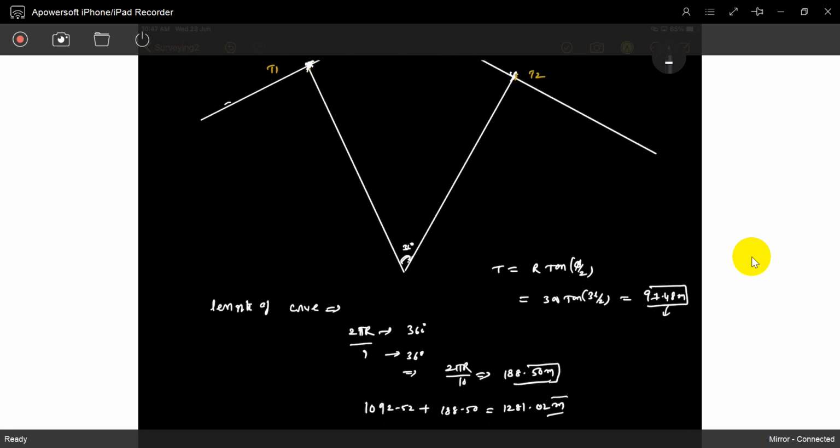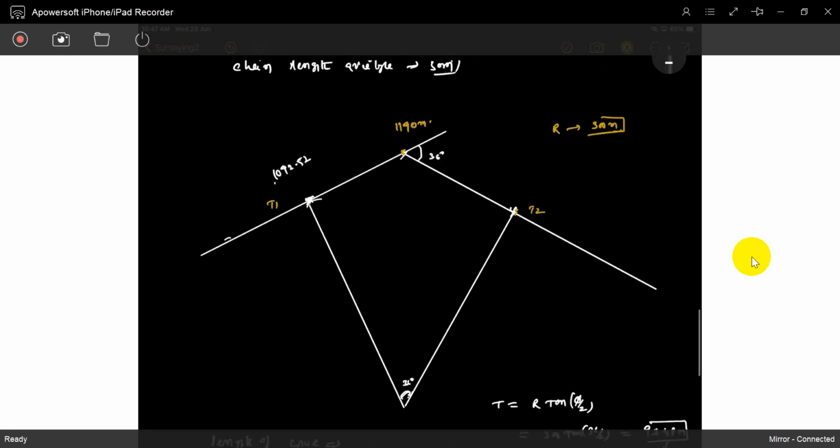1281.02 meters. So if you go in this direction, from this 1092.52, this length is 188.50. So the chainage of this point is 1281.02 meters. By our convenience, sir, it is 1190. So this point is also the same, 1092.